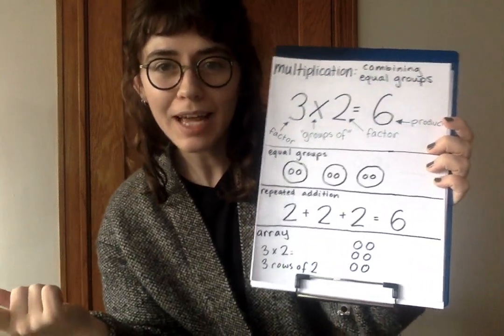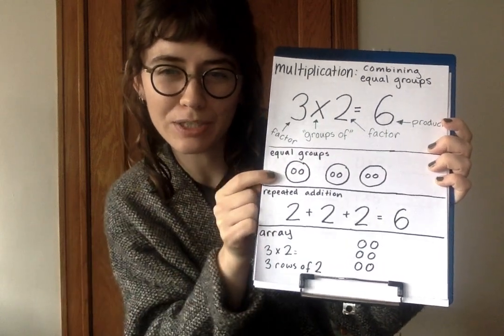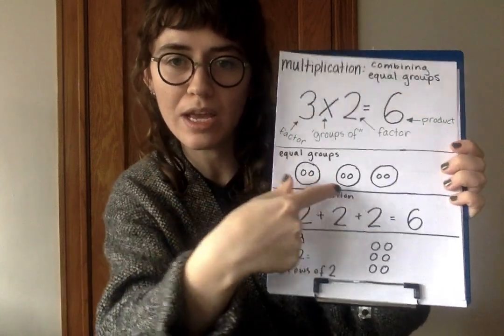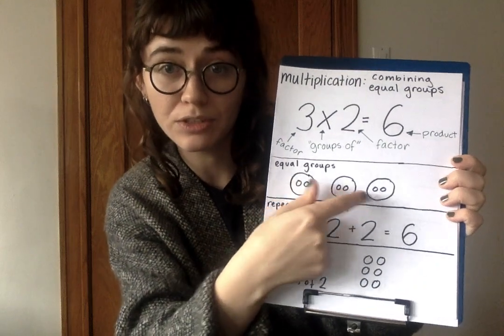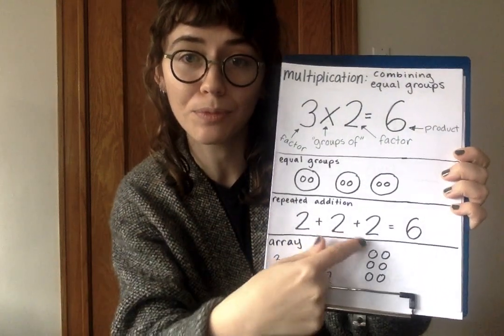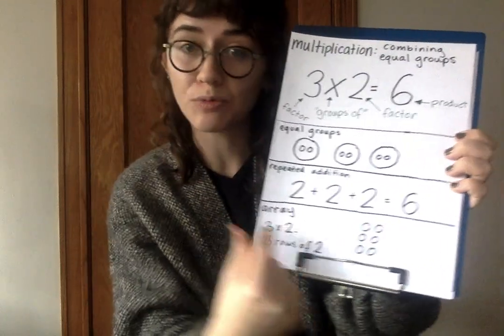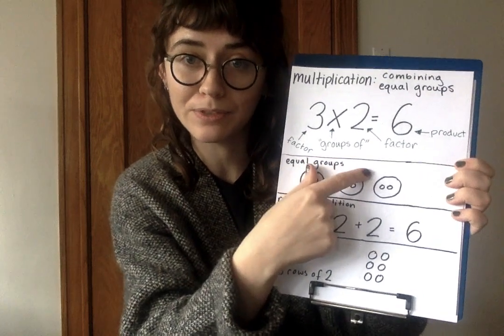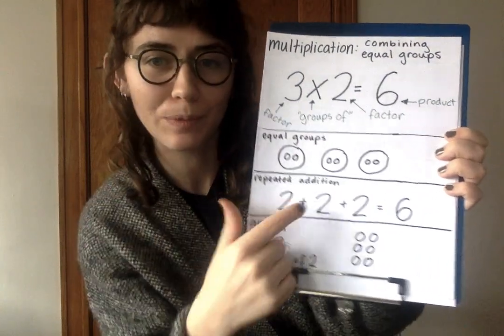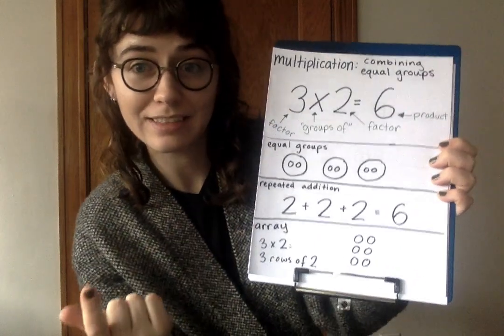We can visualize or picture in our minds when we're multiplying. We could make a picture of equal groups like this. So there's 3 groups with 2 in each group. Or we could think about repeated addition, so we're adding 2 3 times. Or we could even think about an array. So each row is a group, so if it's 3 groups of 2, that's the same as 3 rows of 2, and we could count by 2s like this, 2, 4, 6, and so we'd still get 6.